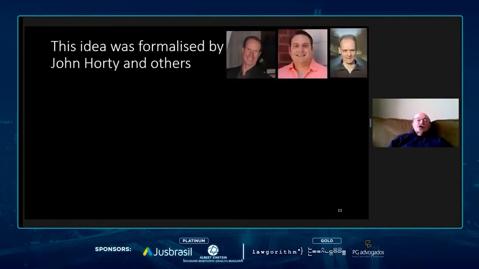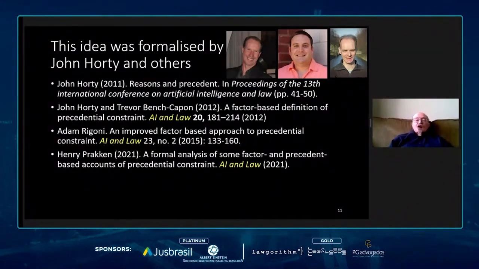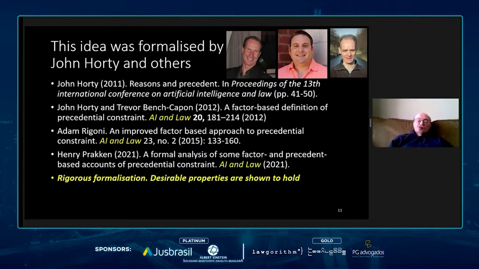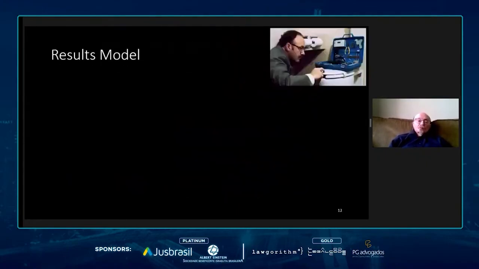This basic idea has been formalized starting with John Horty, going on to Latin with Henry, and finishing this year with Henry Prakken. And there's a list of the papers. The formalization is rigorous, and it shows that all the desirable properties we would want to hold do in fact hold. And it comes in two forms: the result model and the reason model.